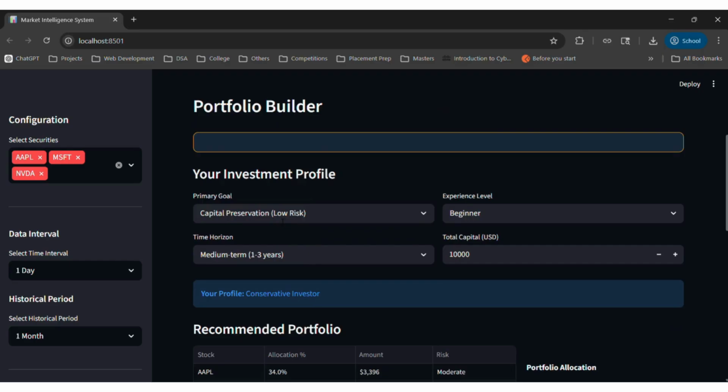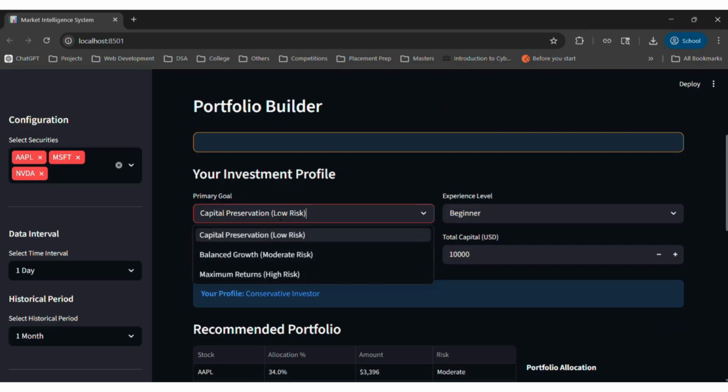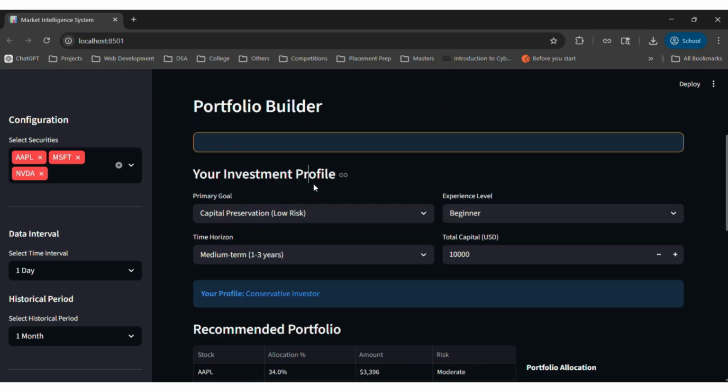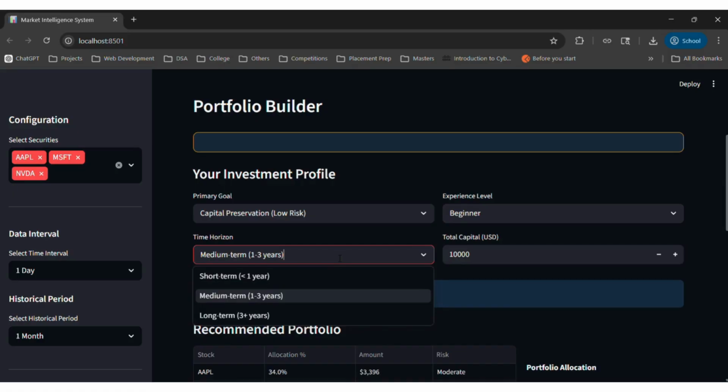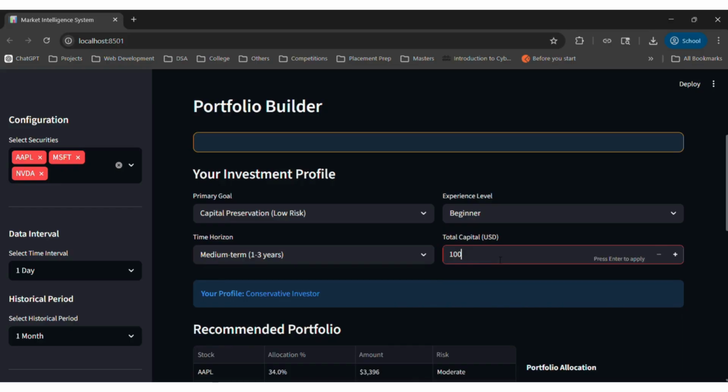What is their primary goal? Is it capital preservation? Is it balanced growth? Is it maximum returns? What is the investor experience level? Are they a beginner, or do they have some knowledge about it, or are they pretty well versed with these systems? Time horizon: for how long do they want to invest? Short term, medium term, long term, and the capital they want to invest. So let's say we could do $1,000 for now.